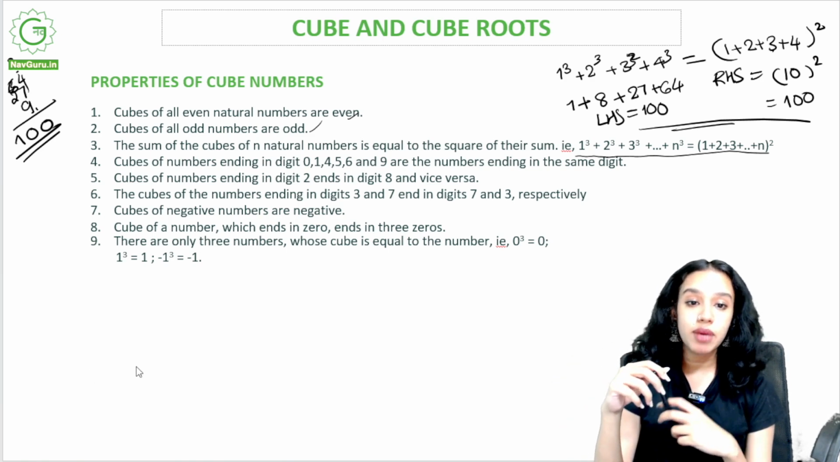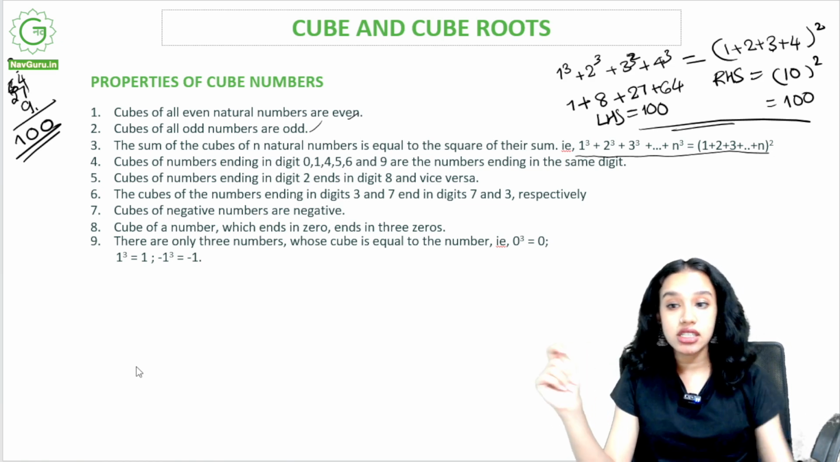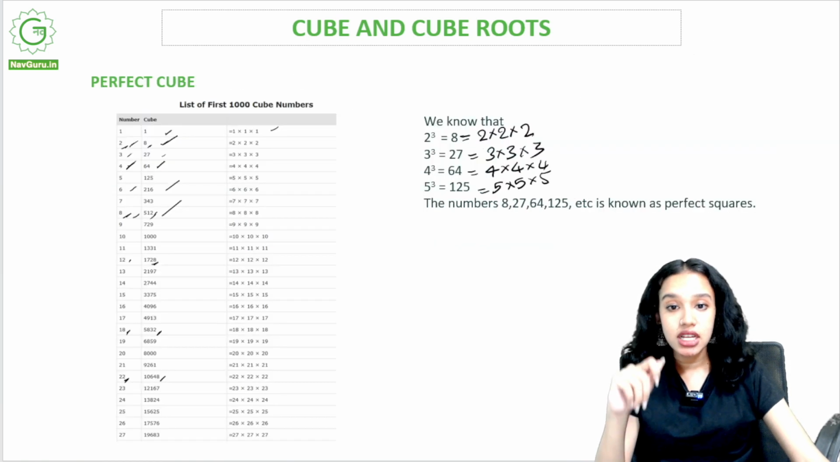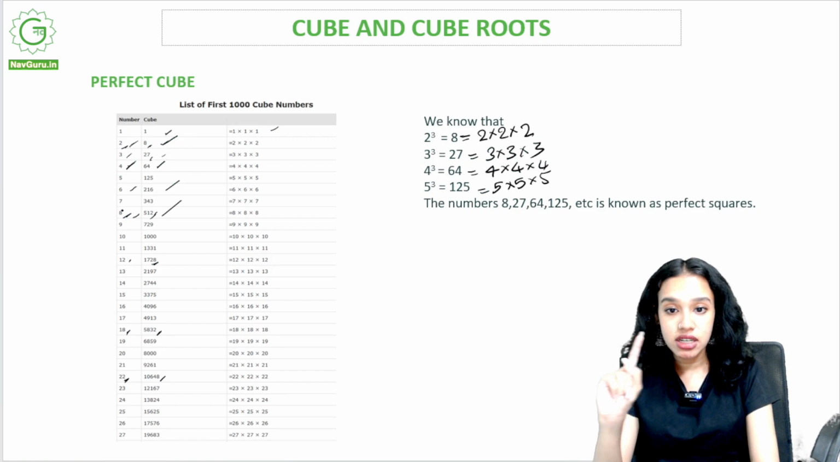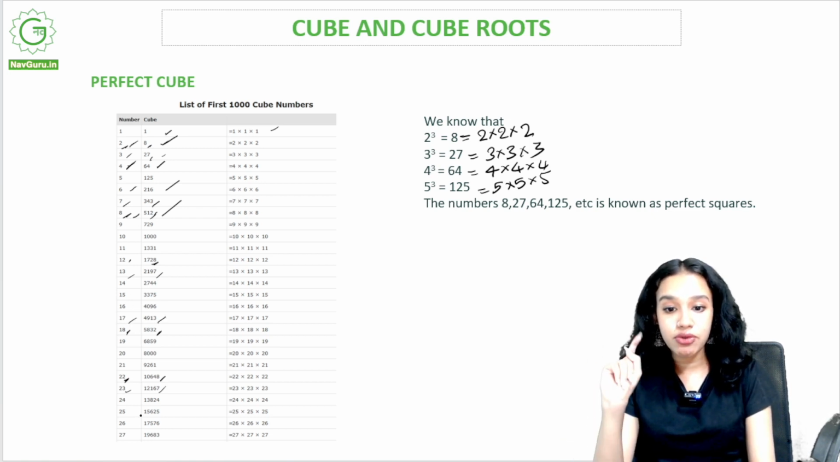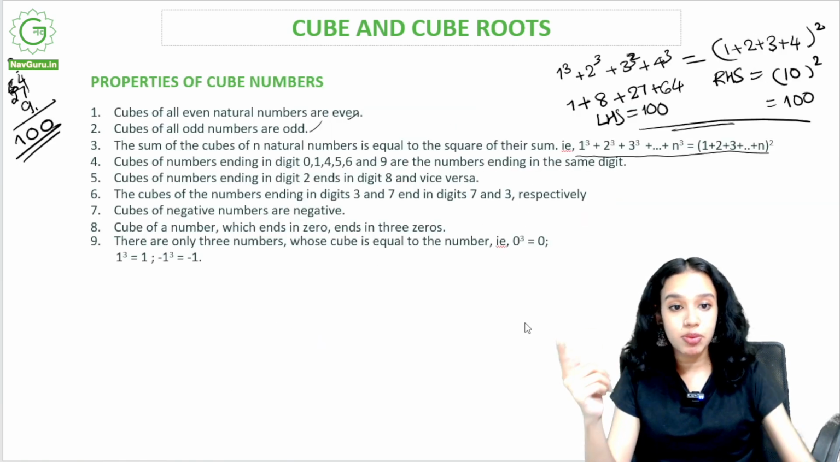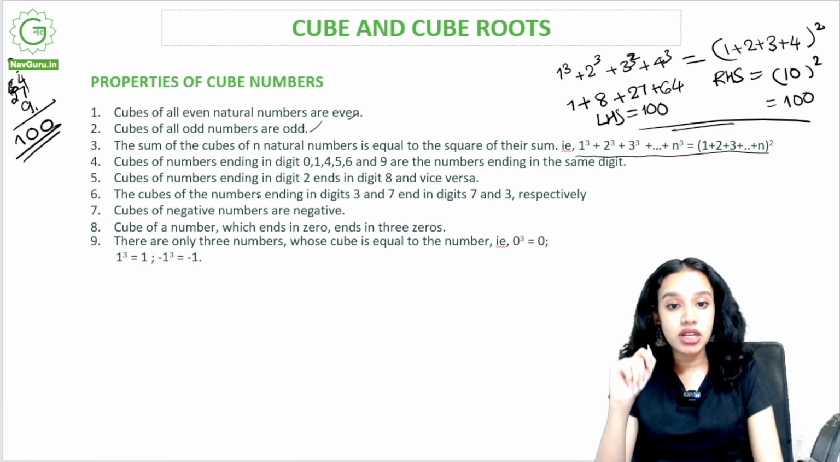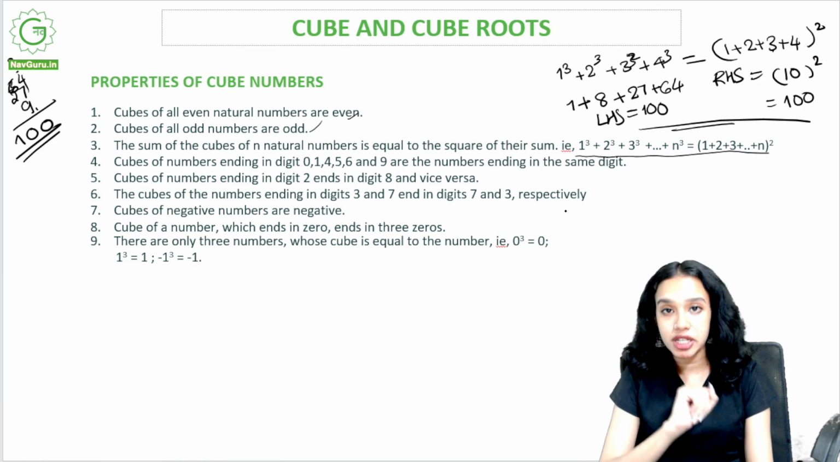Now, cubes of numbers ending in digits 3 and 7 end in digits 7 and 3 respectively, right? Now, what do we have here? For 3, it will end in 7. Let's see, 13, it's ending in 7. 23, it's ending in 7. Now, for 7, it will end in 3. For 17, it will end in 3. And for 27, it's ending in 3. So, this is the property. This is another property which states that the cubes of numbers ending in digits 3 and 7 end in digits 7 and 3 respectively, right?